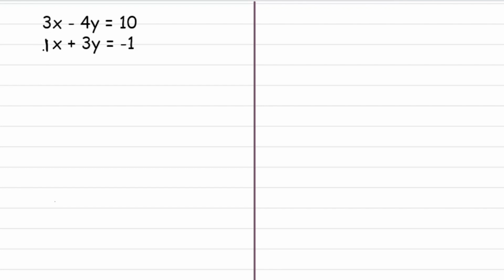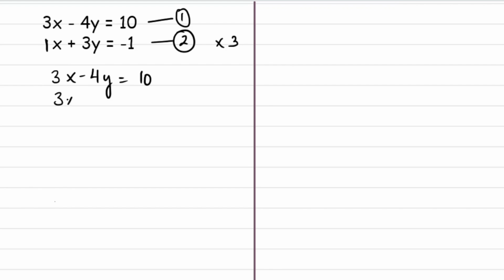So if I just multiply this second equation by 3, this will become 3x, and my coefficient of x would be the same in both equations. So let's do it. First equation, second equation. My first equation would remain the same. Let's multiply the second equation with 3. So 3 times 1x is 3x, plus 3 times 3 is 9y, 3 times minus 1 is minus 3. And see, our coefficients are the same.